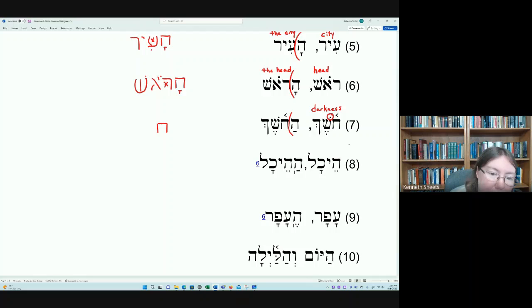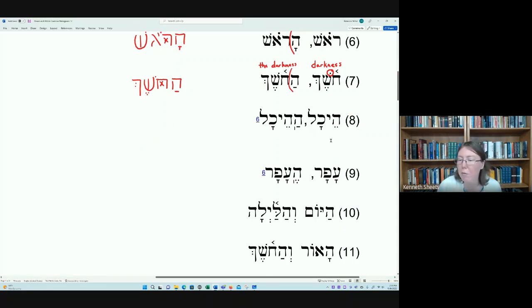So we have then the form choshek, and put the article onto it. So hey with the pathak followed by a dagesh forte. But the chayth, being a guttural, rejects the dagesh forte. But in this instance, because of the fact that the chayth is a harsh guttural, the preceding vowel does not lengthen, and so we get the form then ha choshek. And this would be the darkness.